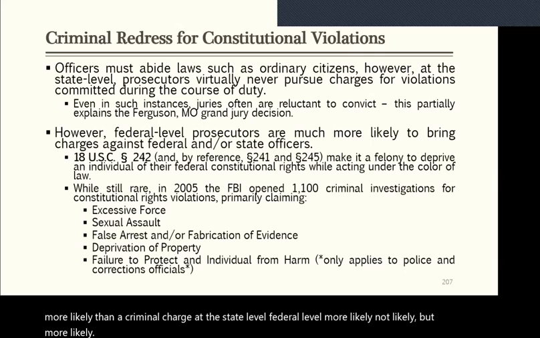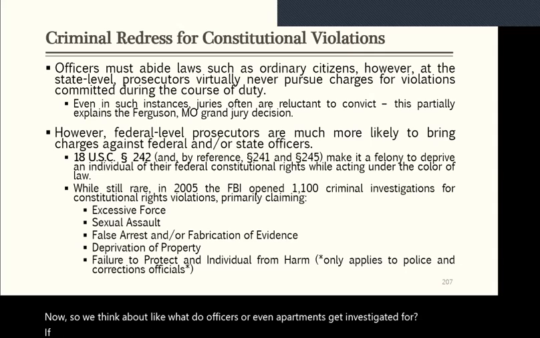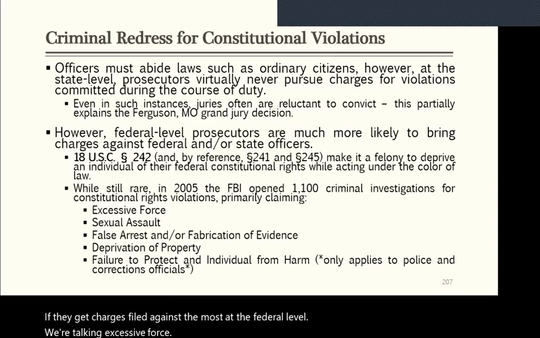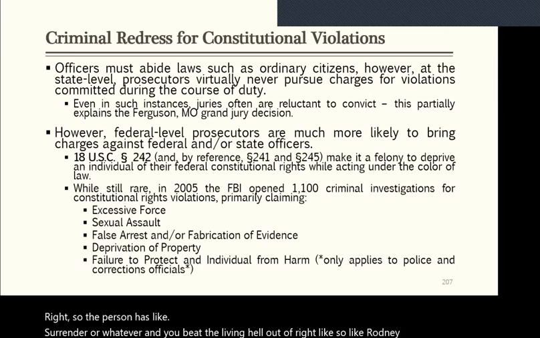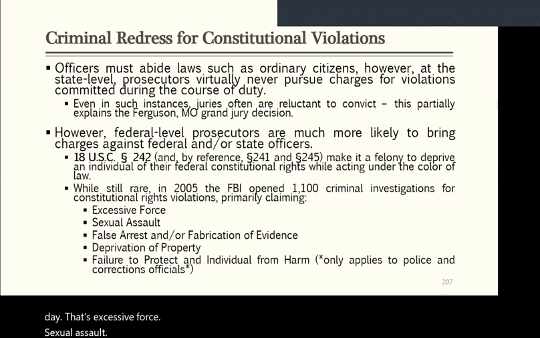Now, when we think about what officers or even departments get investigated for if they get charges filed against them, let's say at the federal level, we're talking excessive force, right? So the person has surrendered or whatever, and you beat the living hell out of them, right? Think of a Rodney King type thing. That's excessive force. Sexual assault. Now this happens a lot, especially when we're talking prisons, right?